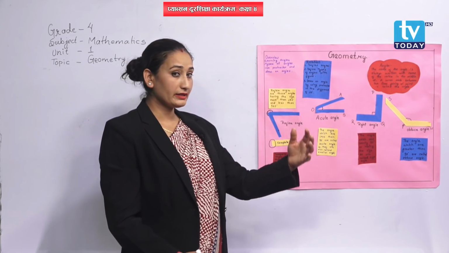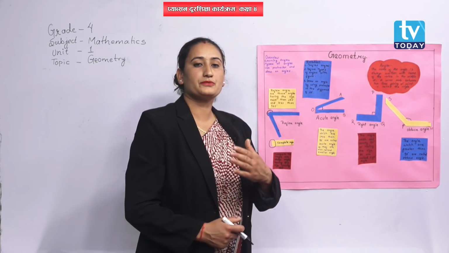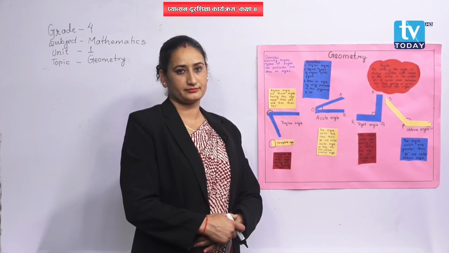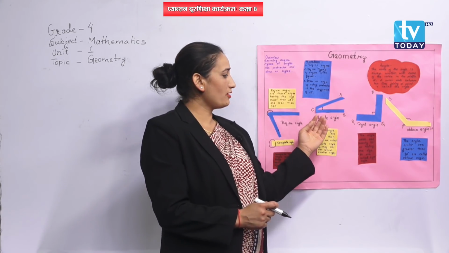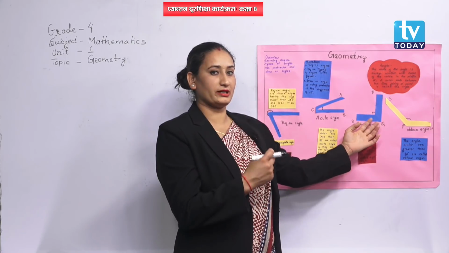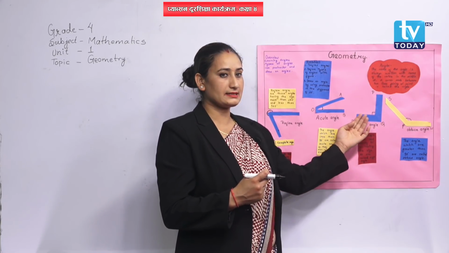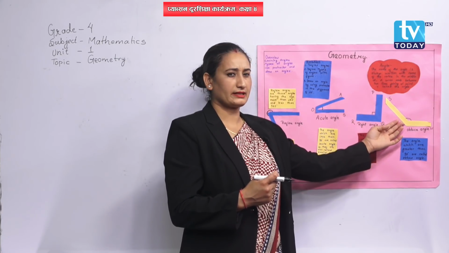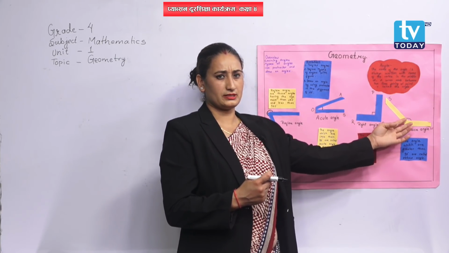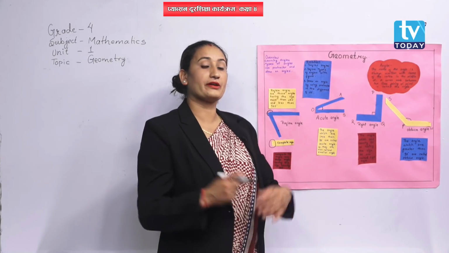Now the next type is the obtuse angle. If it is smaller, if it is straight in the middle, straightly right, you can see it's L in shape. Can you guess which type of angle this is? How does it look?